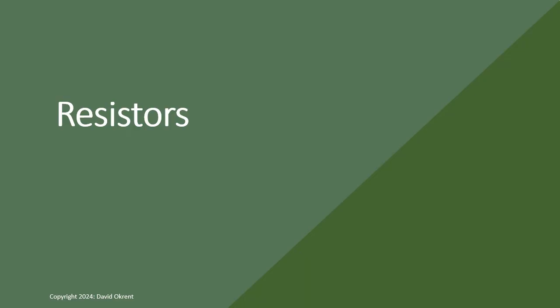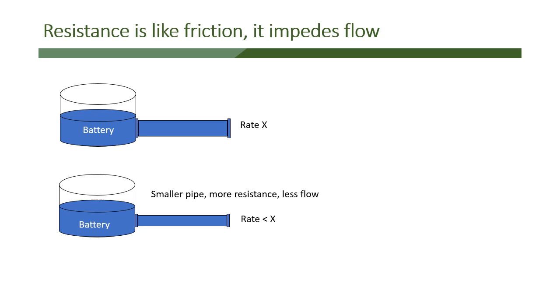So the one we use most of the time, the one we've already introduced a bit, is resistors. And a resistor is like friction. It impedes the flow of electrons.